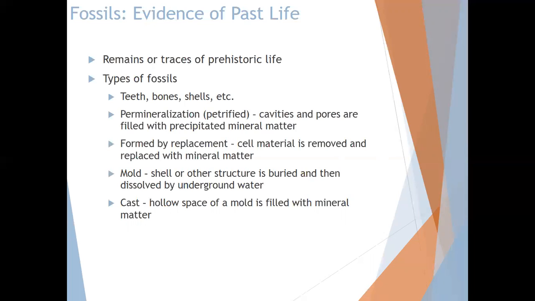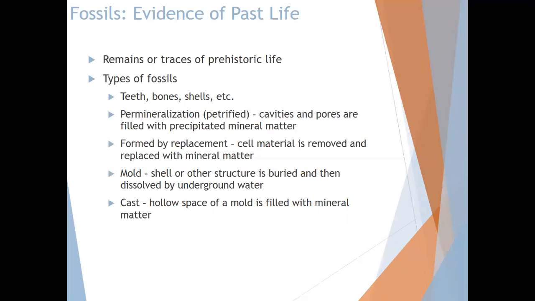There's the obvious things like teeth and bones and shells, utensils and other things, arrowheads that we find. Then we can deal with permineralization or petrified substances or materials. This happens when the cavities and the pore spaces in it are filled with precipitated mineral matter. The minerals will precipitate and fill the pores and empty spaces. They're generally going to fill them with silica, and this will turn those structures then into stone.